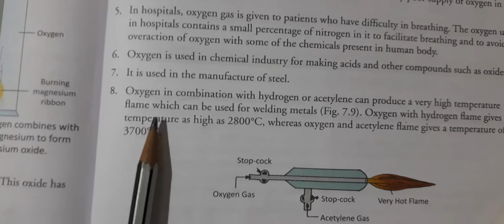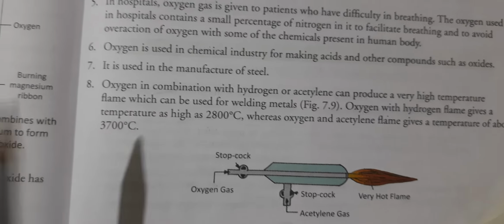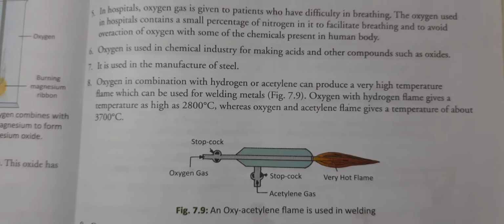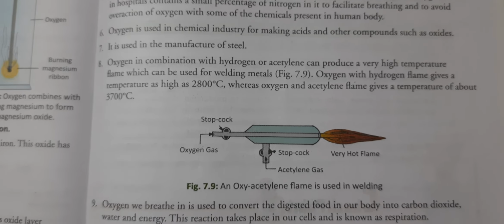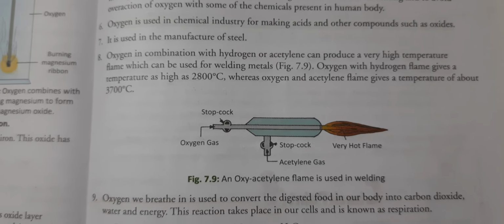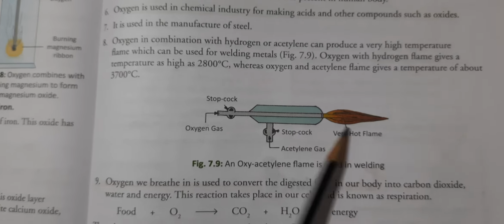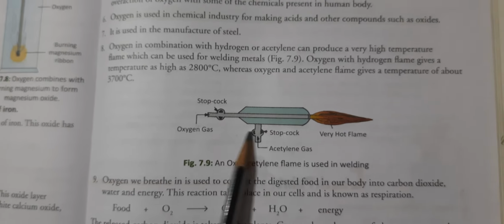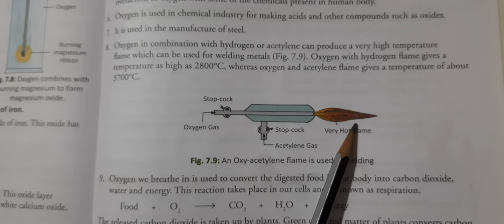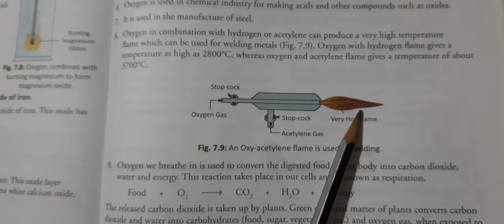Now this is interesting. You must have seen welding. Welding of metals, to join one piece of metal with another, we use a technique known as welding. In that, here is the picture, there is a flame that is produced. That flame has a very high temperature.